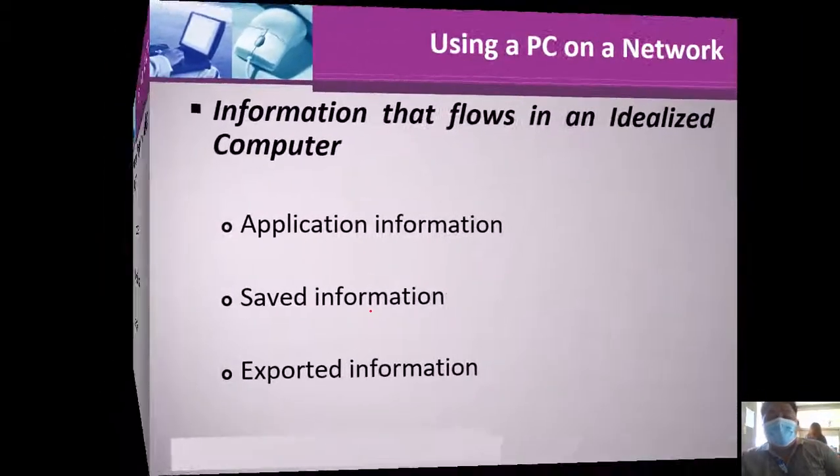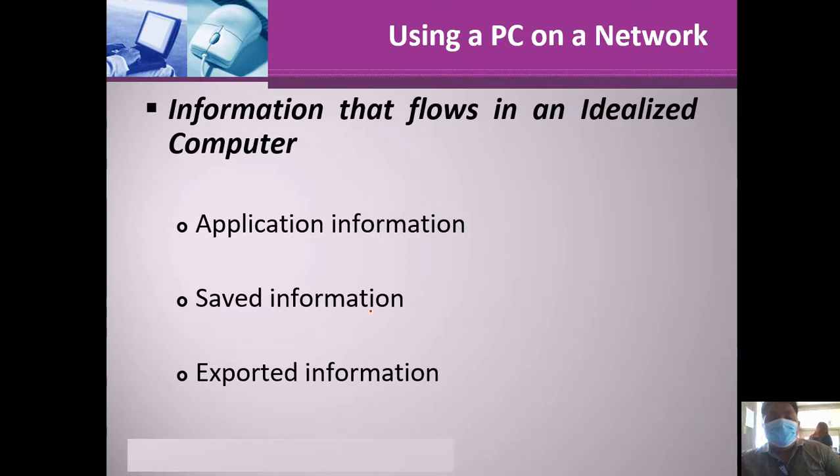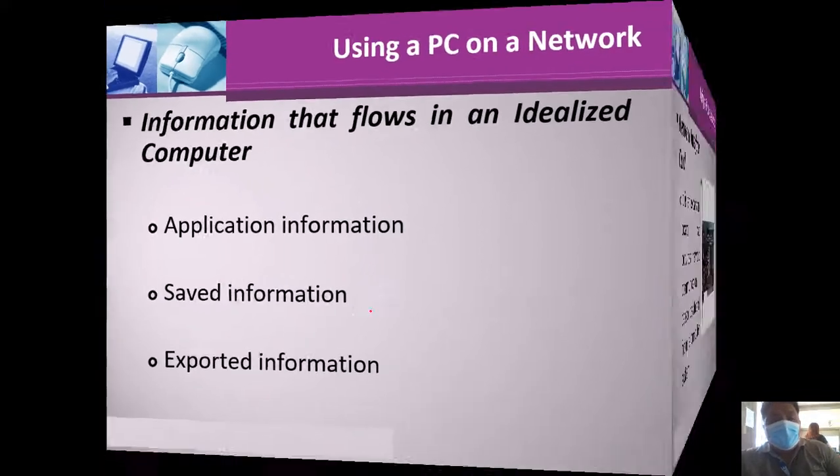Okay. Next will be application information, saved information, exported information. Of course, those are being processed. If you want to use your PC to use Facebook, all of the saved information and exported information can be accessible to a network.